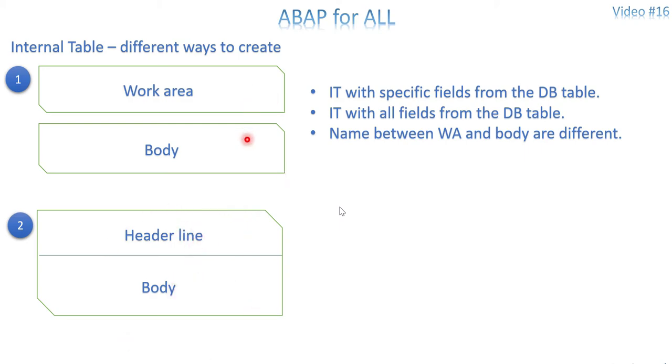If you see this diagram, it looks independent. This is created separately, and this is also created independently. But the header line and body are going to be created together. So a combination of both is an internal table. This one is independent, this one is together. Here the header and body names are the same. In the first scenario you can create different names for the work area and body, right? In the second scenario, the name of the header line and body is going to be the same. We'll see how to do that.